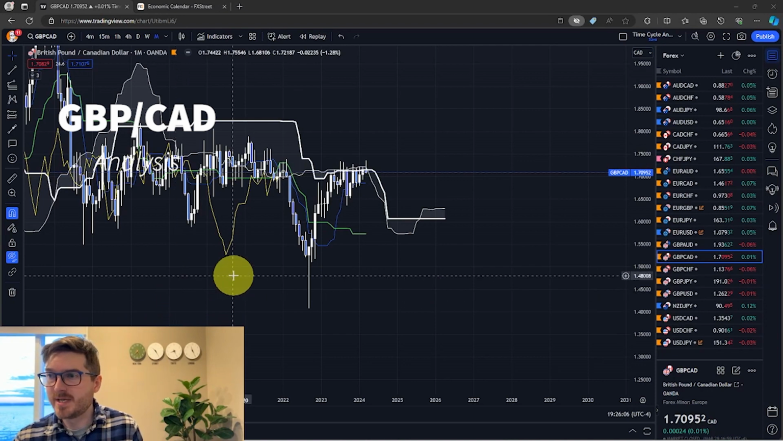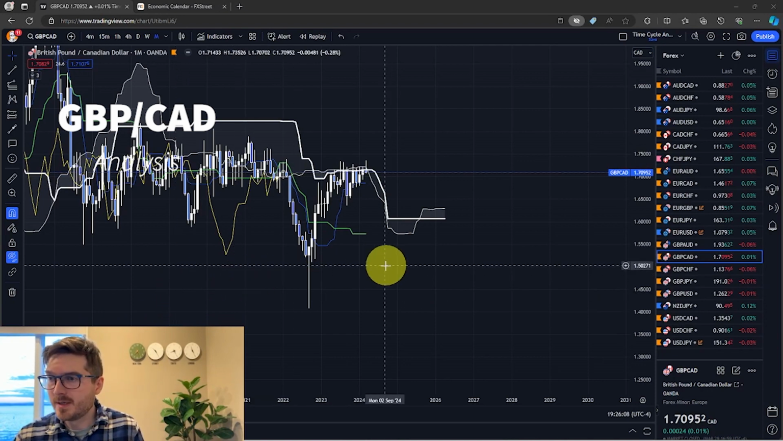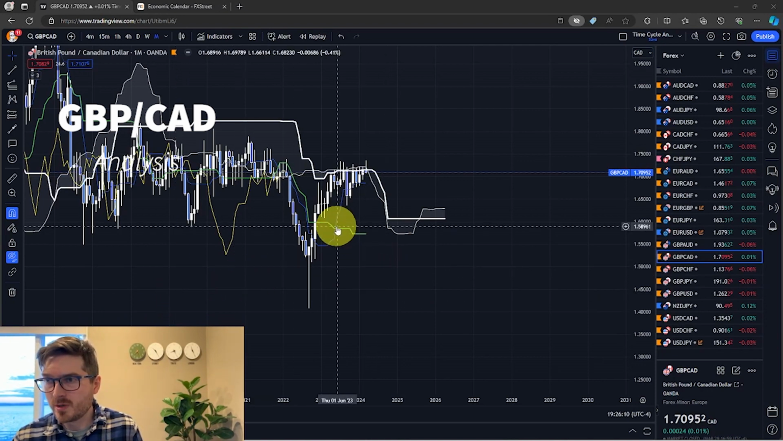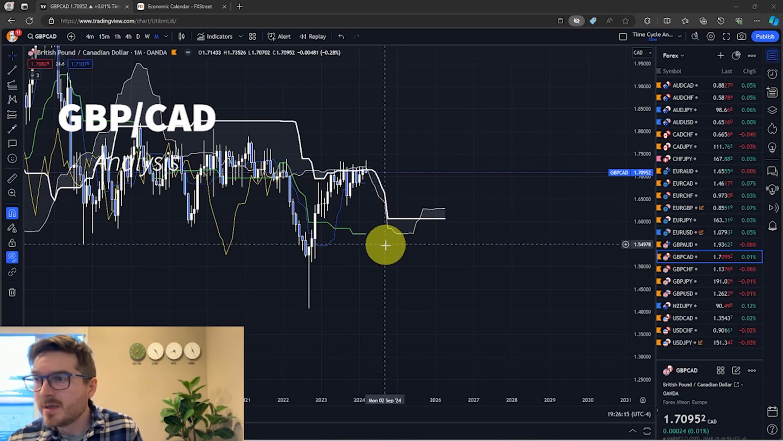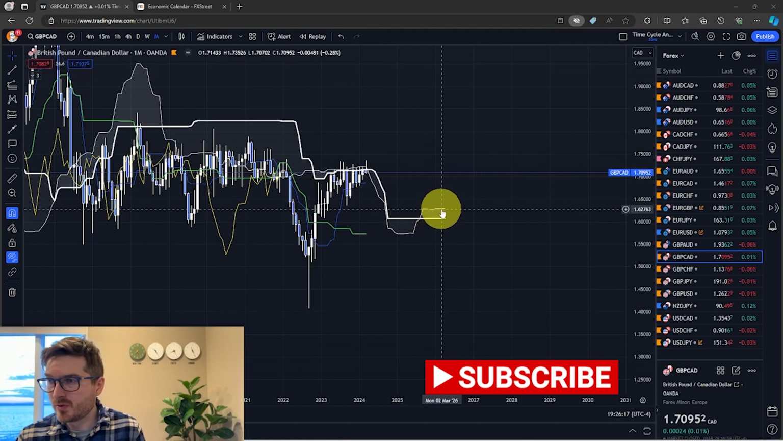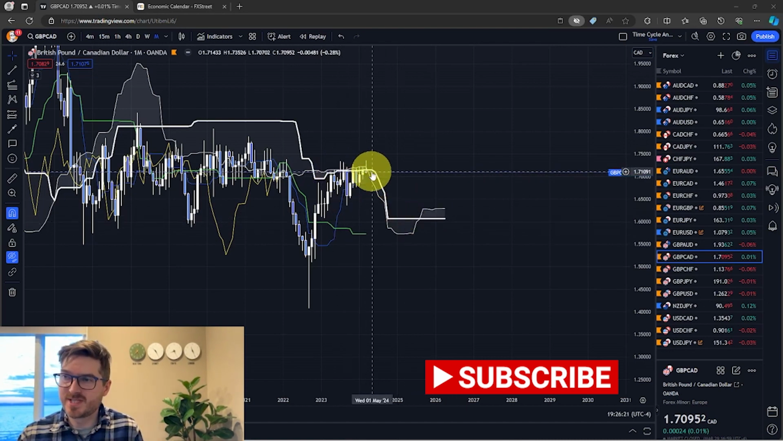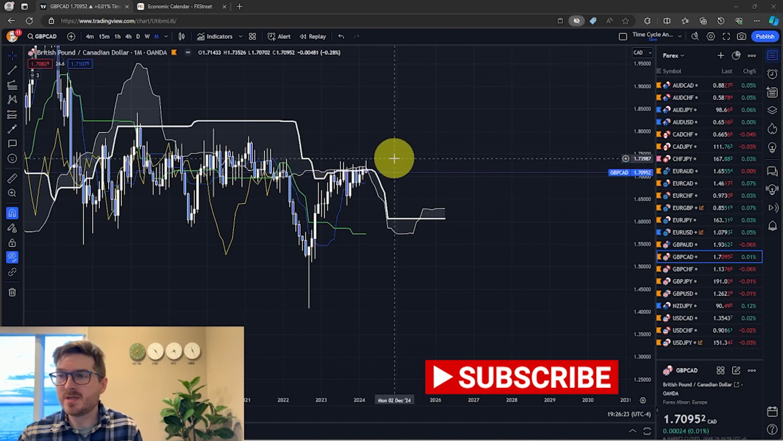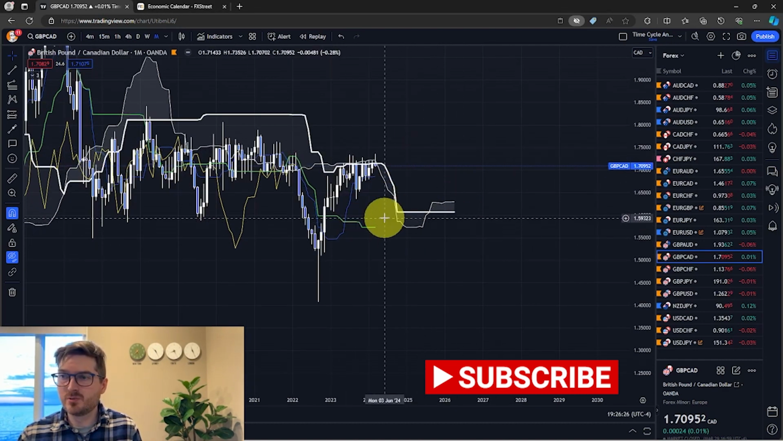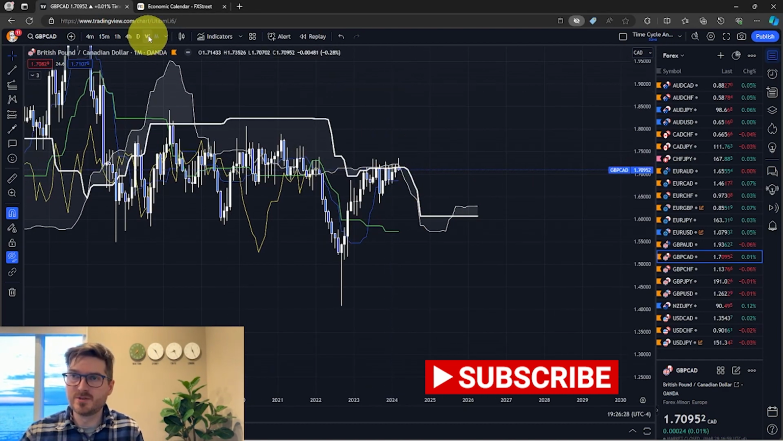British Pound CAD on the monthly. Guys, we've got a gold cross. We have Chikou span below the candles, and we have a bullish Kumo cloud twist. And it looks like price has been heavily resisted here at the Senkou span B. So overall, there's really no trend direction here on the monthly chart.